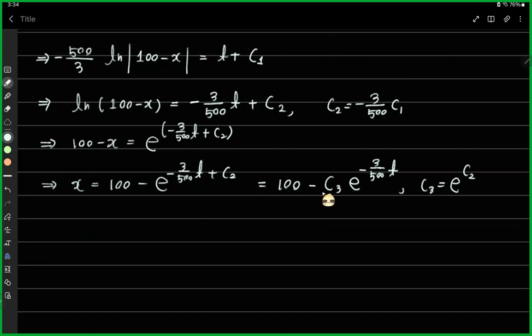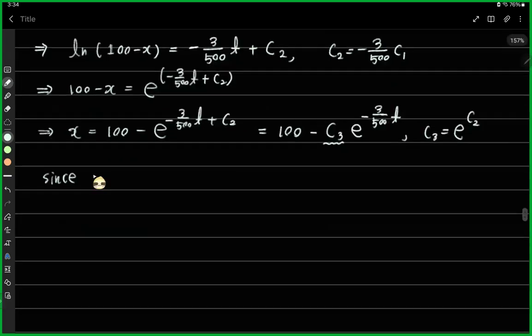Now let's figure out c3. That's a constant of integration, which can be determined by the initial condition. Since x of 0 was 0, let me plug in 0 for t in the general solution. This is the general solution, right? Not this one, sorry. Here, this is the general solution.